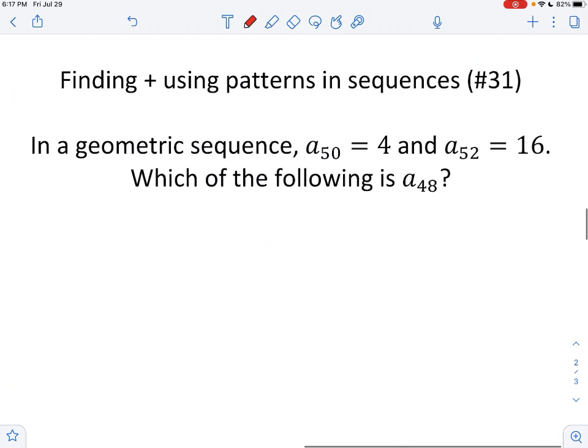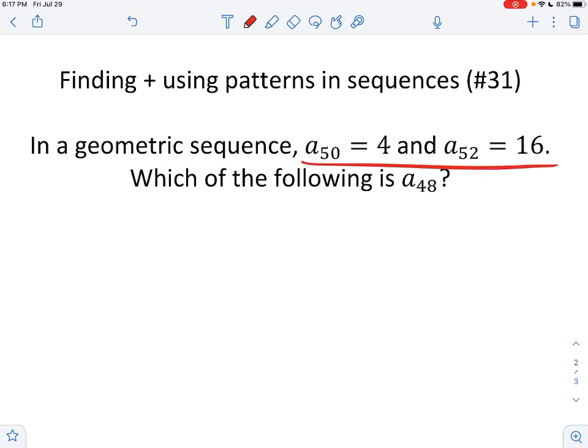Okay, finding and using patterns and sequences. So here is an example problem. There's a lot of different ways this could show up. There's probably like 2 or 3 main problem types. Here's just one of them. I'll walk you through it. Okay, so it's a geometric sequence, which means that the parent equation looks like this.